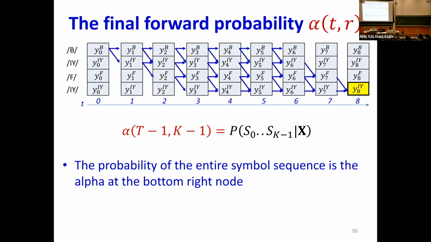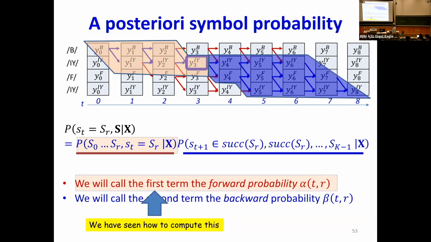Now, if you look at the alpha for the node at the bottom right, what is that alpha? That alpha is the probability of all paths that align B phi to the input, correct? So that's basically the probability of B phi. It's the probability of every possible way of aligning B phi to the input, which is the probability of B phi itself given the input. And so this first term, the pink probability, I call it alpha TR. We know how to compute it. So we've computed the forward probability.